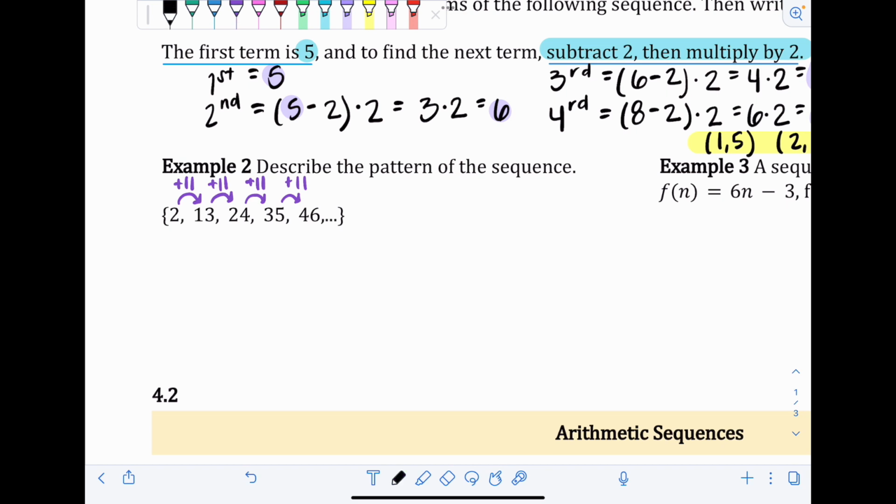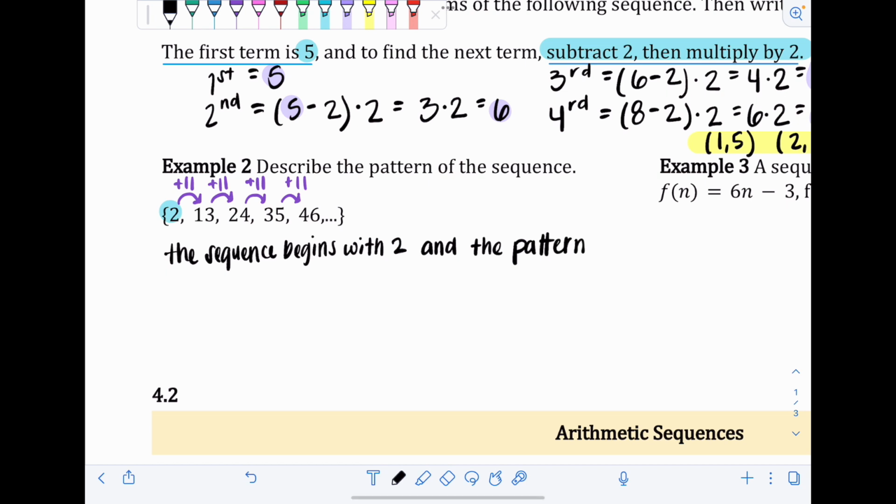The way we're going to write it is to say what the first term is and then how we get to the next term. So we'll say the sequence begins with 2, because that's the first term in the sequence. And then our pattern that we found was to add 11 each time. So we'll say, and the pattern is to add 11 to the previous term.